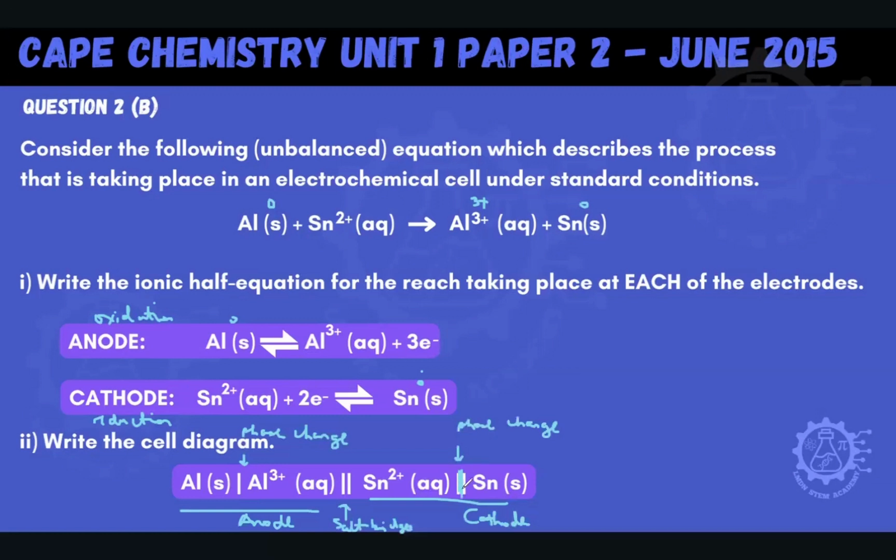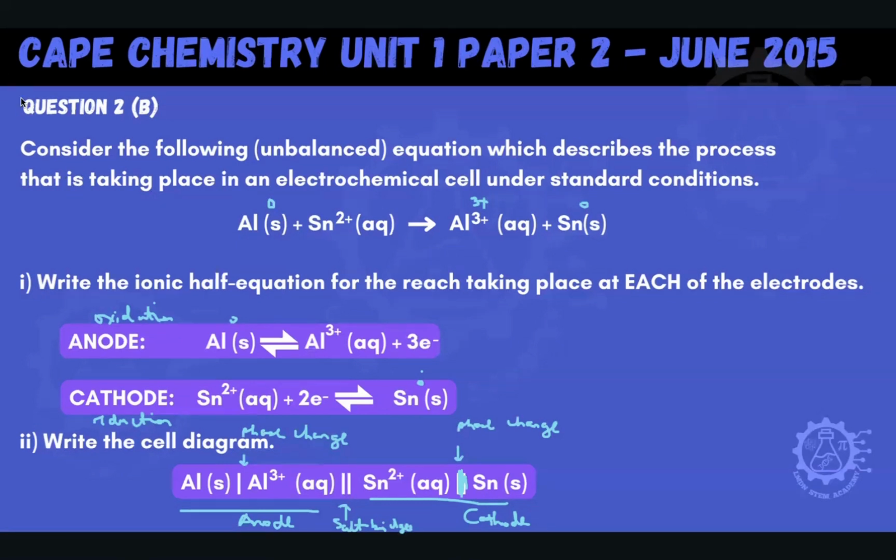So a single line. The only time we're gonna have a double line is when we're showing the salt bridge in our cell diagram, okay? And so this is the cell diagram that was required of us. It's literally just a one-liner that summarizes the whole reaction that's going on in the half cell, okay? Anode to the left, cathode to the right, salt bridge in the middle, okay?